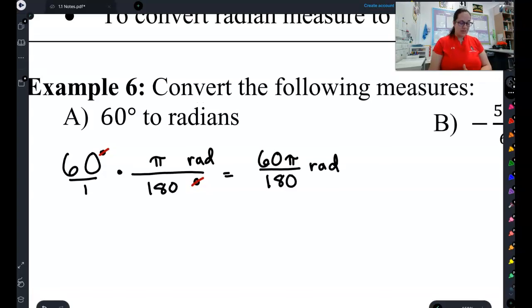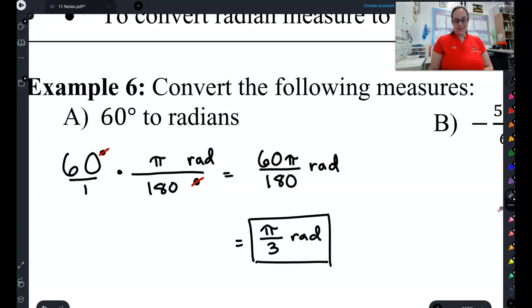Now it just comes down to simplifying. You can simplify this in your calculator, that's fine, or you could think of dividing the top and bottom by 60 each. And if you do that, you would simplify it to 1/3 pi radians, or 1 pi over 3 radians, or as we say, pi thirds radians. So that means 60 degrees is the same thing as pi thirds radians.